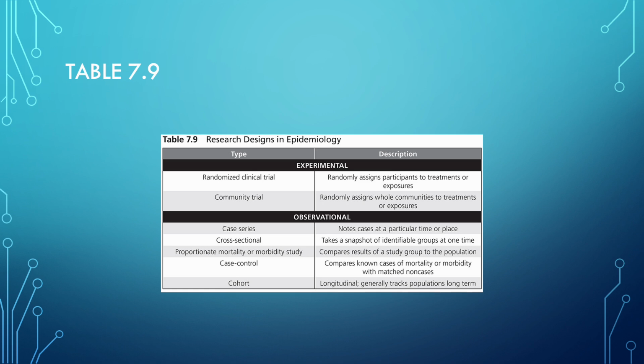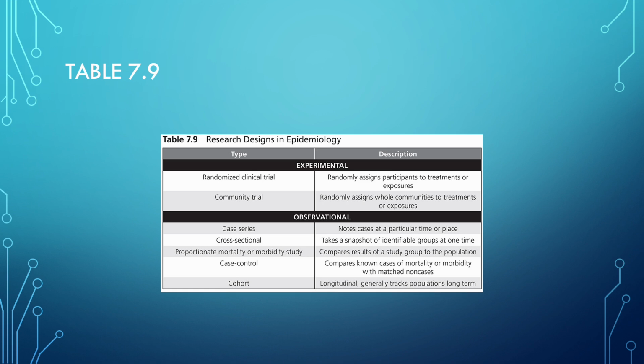We also then have our observational studies, and we've got a couple different types of those. We've got a case series, which notes cases at a particular time or place. So it's multiple examples of a specific event with multiple times or places. We've got cross-sectional, which takes a snapshot of identifiable groups at one time. We've got a proportionate mortality and morbidity study, which compares results of a study group to the population. So we're looking at a small group and comparing that to the population overall.